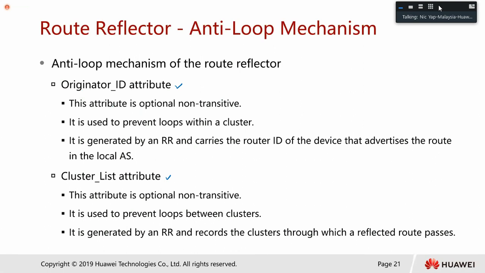Originator ID is an optional non-transitive attribute, used to prevent loops within your clusters. It's generated by an RR and carries the router ID of the device that advertised the route into the local AS. So in what type of situation do you get back the information? Okay, it'll be something like this. Let's say you have RR1, you have RR2, you have a client.